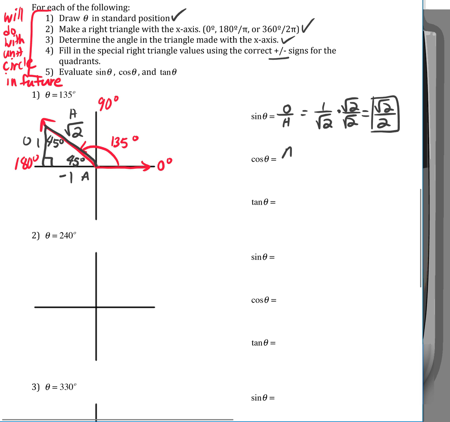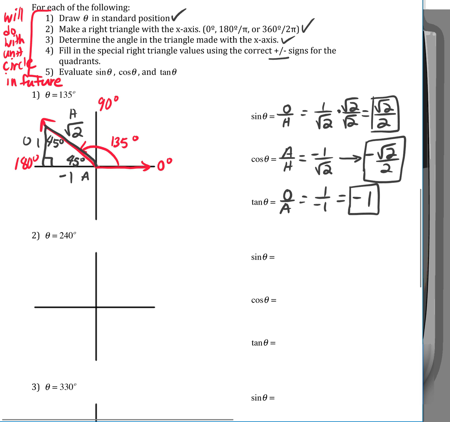Cosine is adjacent over hypotenuse. Cosine is negative 1 over root 2, and then when we rationalize, we'll get negative root 2 over 2. And then tangent is opposite over adjacent, 1 over -1, or just -1. So again, noticing that we get 2 negatives and a positive when we were in quadrants other than quadrant 1.